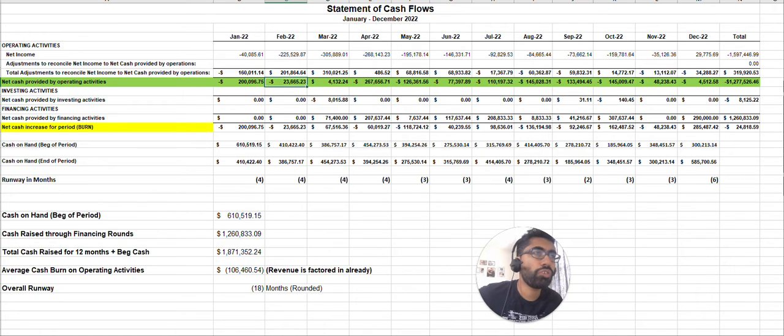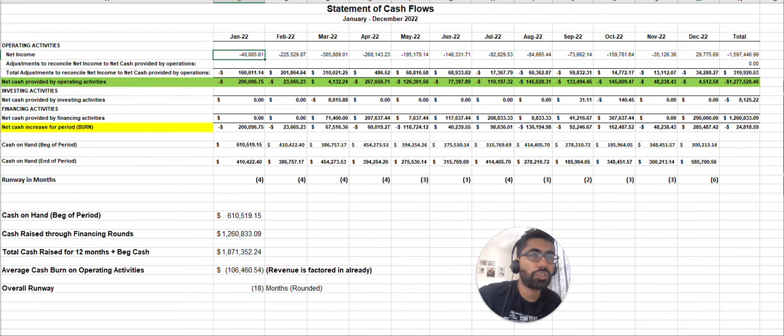So what we usually do is either look at a trailing period or the financial projection or the business model to calculate what that company's actual burn is. In this case, we took the 12-month period and divided it by 12, and we got an average burn for the year of about 106,000 if we're just looking at the operating activities. Now, the revenue is already factored into this net income number, so it's already baked in. That gives us an idea of what the average burn is.